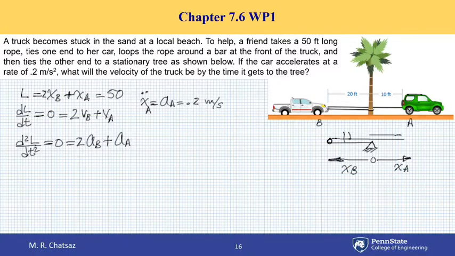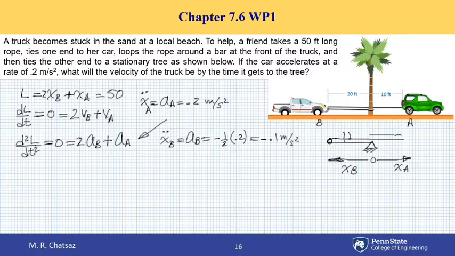So I can plug this into that equation, and solve for acceleration of B, or if you wish, call it x double dot B, which is actually acceleration of the truck B, and that equals, let's see, minus 1/2 of 0.2, or simply minus 0.1 meters per second squared, not per second, but meters per second squared, since this is acceleration. So at this point, we have acceleration of the truck.